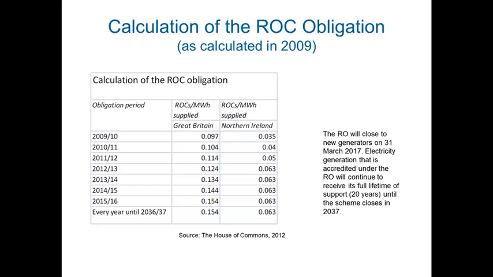This will last till 2037 because actually the renewable obligation system will close to new generators on the 31st March 2017, and electricity generation that is accredited under the renewable obligation will continue to receive its full lifetime support, so 20 years, until the scheme closes in 2037.